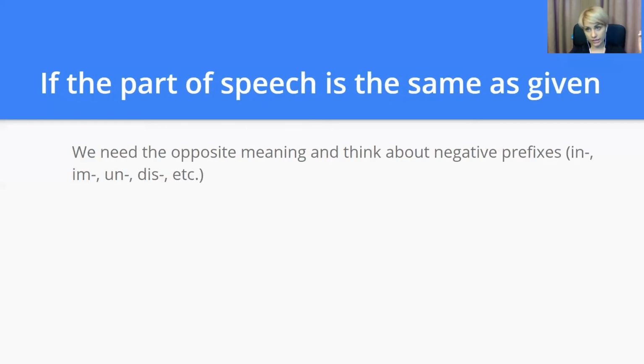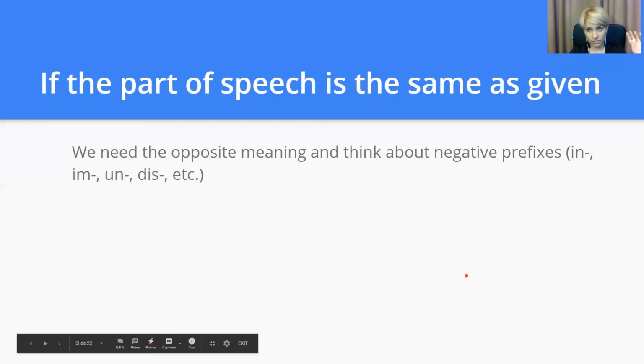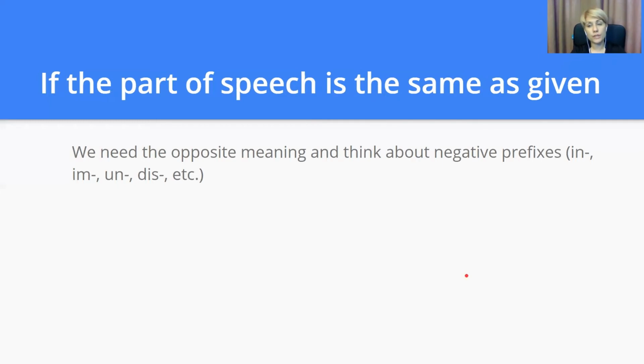If we need to leave the part of speech as it is, just the same part of speech as given, we need to work with prefixes, probably with negative prefixes. And again, we can use the same thing here, like, agree, inagree, no, imagree, no, unagree, no, disagree, this works. So if you are not sure, you try everything.